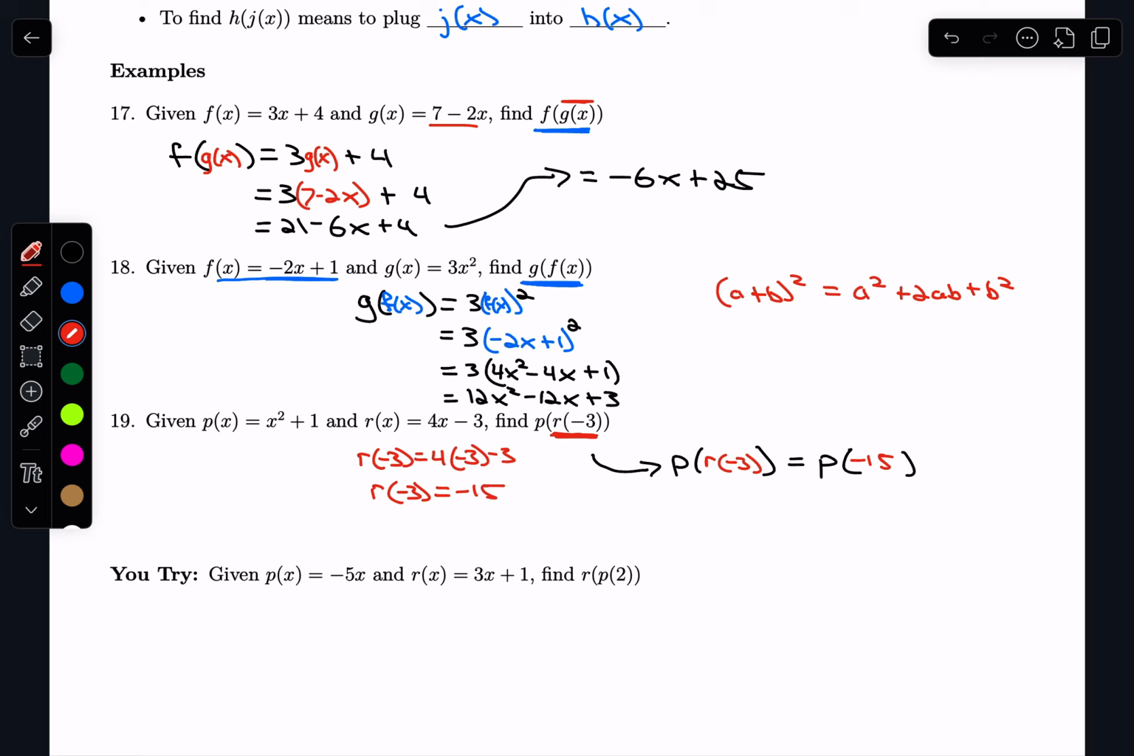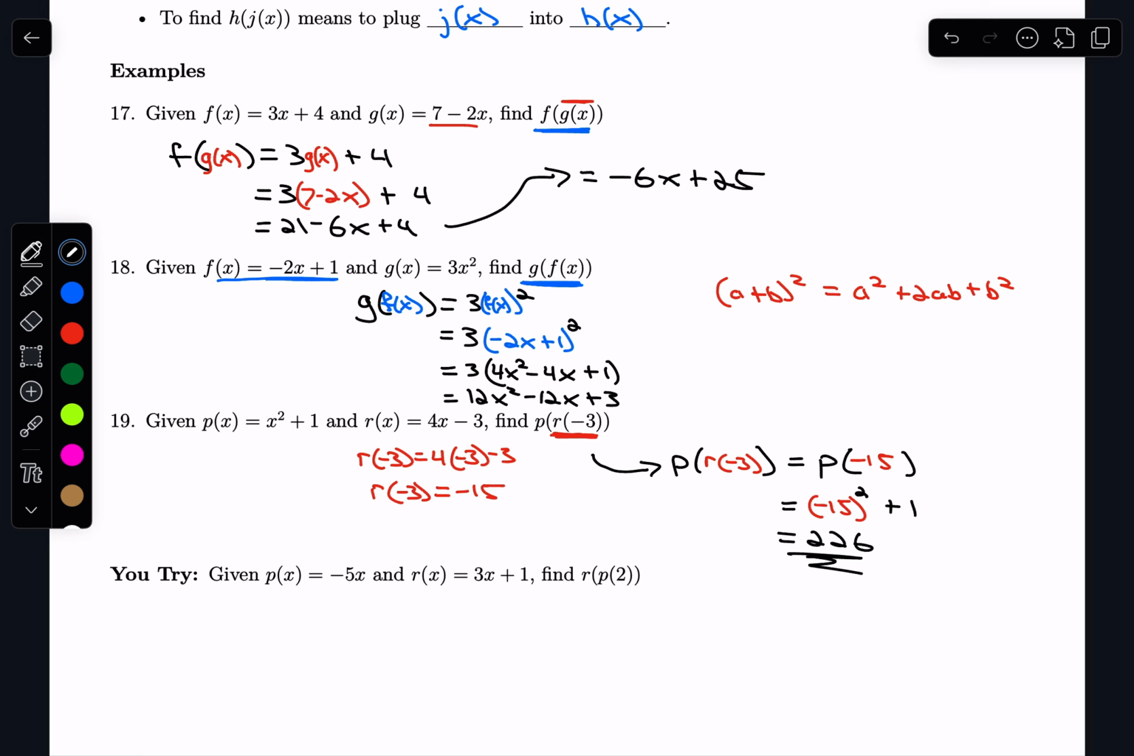And finding p of negative 15 is no different than what we did earlier in the lesson. We just replace the x in p of x with a negative 15. So this is going to be x squared plus 1, so it's negative 15 squared plus 1. Negative 15 squared is 225, plus 1 gives us 226. And so we can say then that p of r of negative 3 is 226. All right, one more. If you haven't paused the video to give it a try yet, please do.